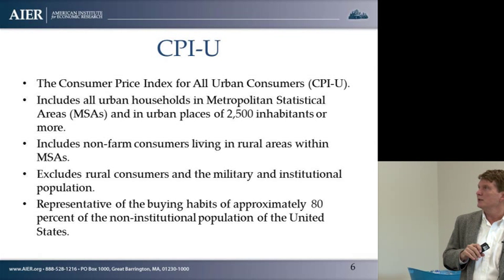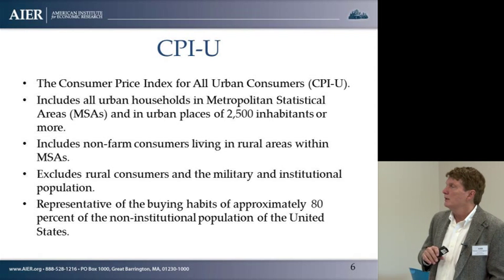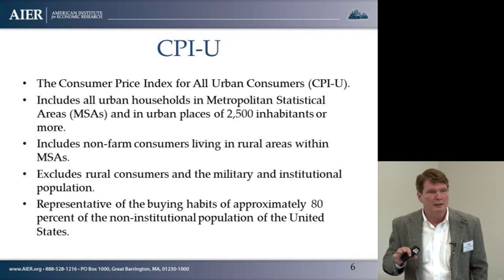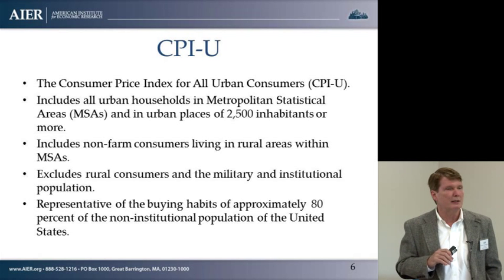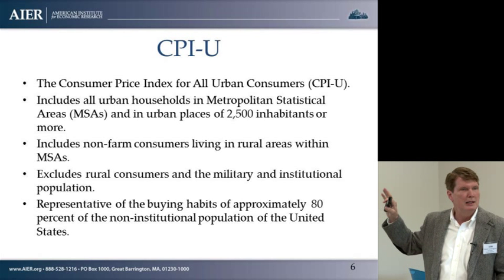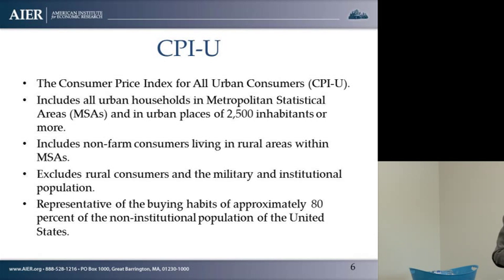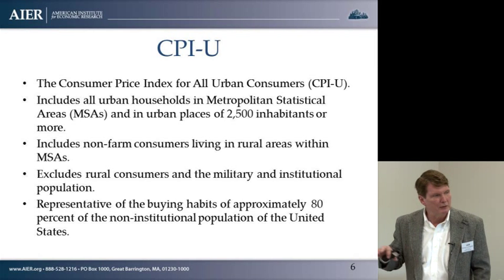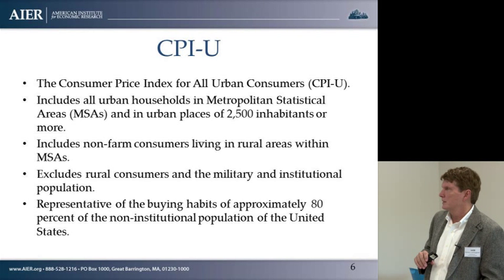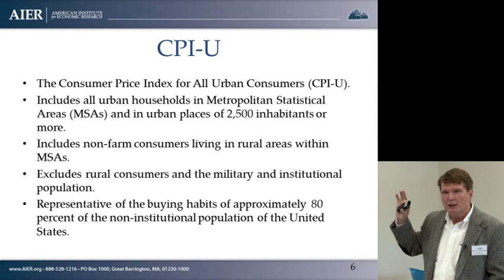It excludes rural consumers and the military and the institutional population. So it's representative of the buying habits of about 80% of the non-institutional population of the U.S. So they're getting about 80% there. So this is the reason why this one is used most widely. It sort of makes sense. What is institutional? People in prison, people living in nursing homes or whatever else. So these are people out freely moving around the society, buying, paying for goods and services. One of the reasons for excluding people who live in rural areas is that farm workers can grow a lot of their own food. They tend to produce a lot of their own goods. And so it kind of is distortive if you go in that direction.